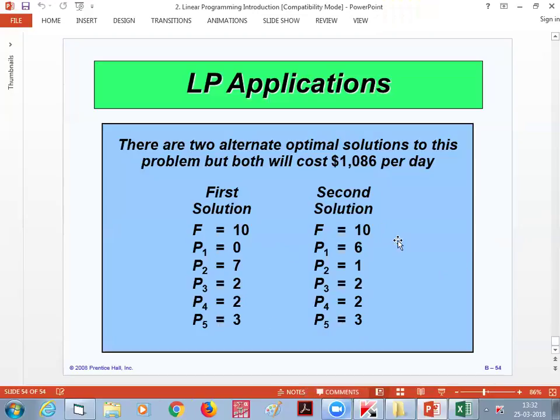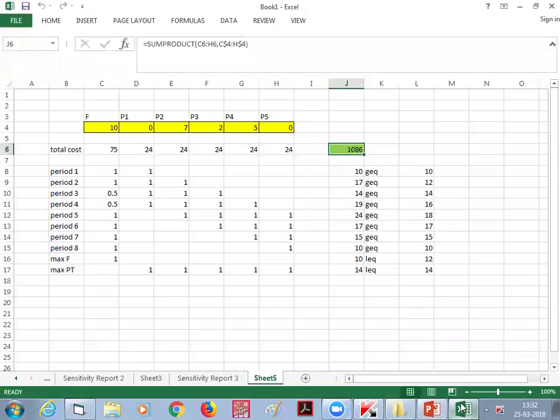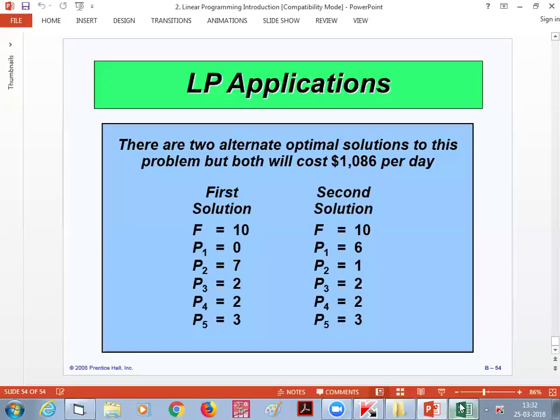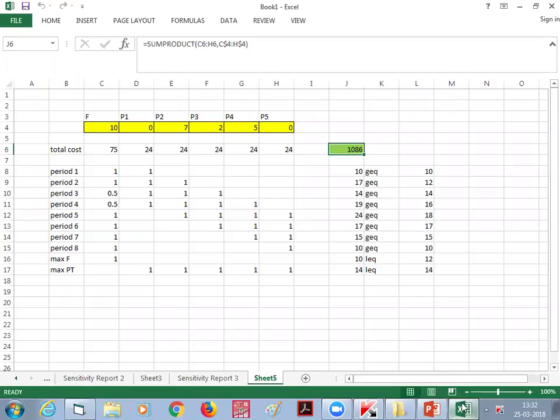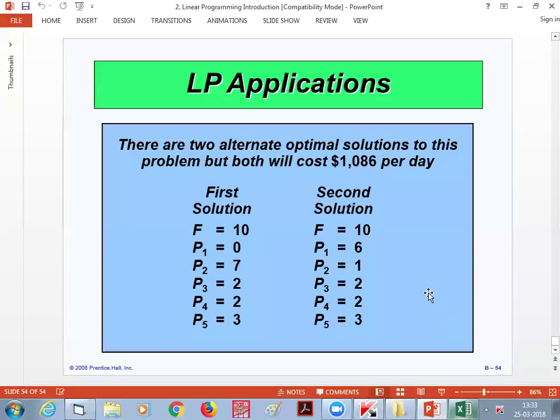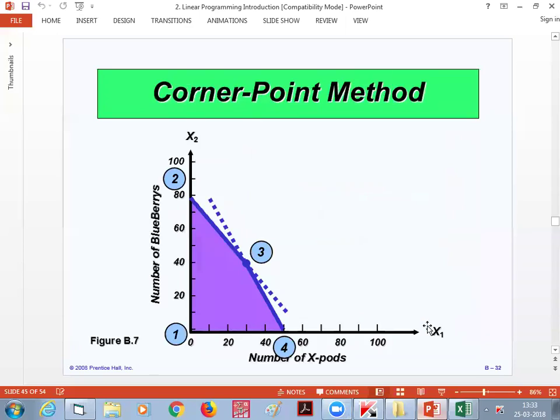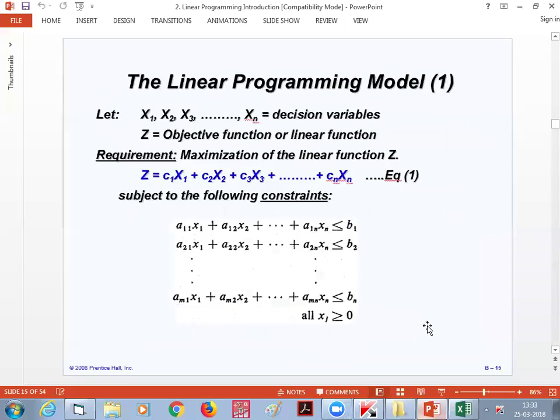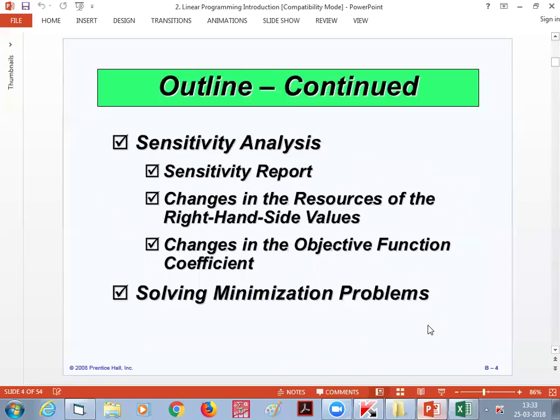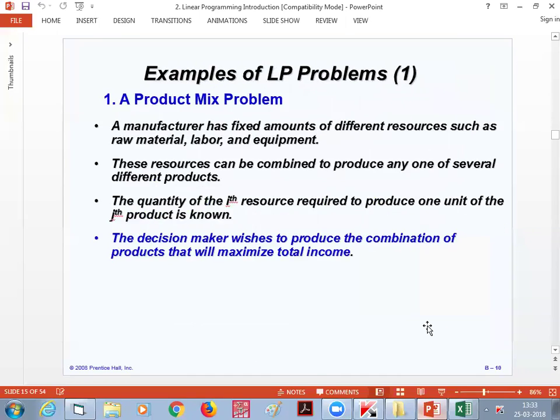Okay, so this is our solution. First solution, oh, I see. There are two alternate solutions. Oh, multiple optimal solutions. I think we got this one, 7. No, I see we got yet another one. Yeah, we got 3, in fact. That's interesting. Both will cost 1086. Anyway, before we get carried away, we have to do something else. Let's go through the rest of these things. We will be talking about sensitivity analysis in our next class. We won't have time to do all that now.